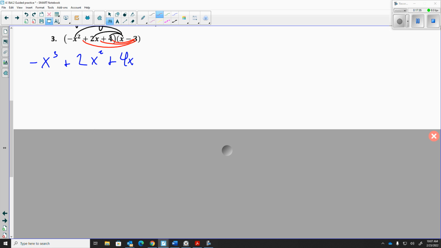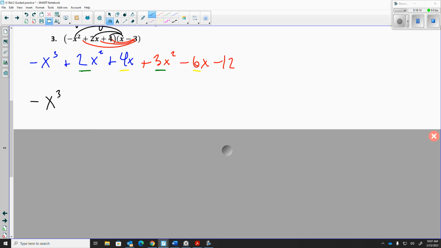Negative 3 times negative x squared. Positive 3x squared, because this is negative 3. Be careful here. Negative 3 times 2x. And negative 3 times 4, negative 12. Am I done? No. What can you do? I can combine some stuff. X squareds and x's. Yes? I got some stuff to combine here. Did I have any other x cubes? No, so that just stays the same.